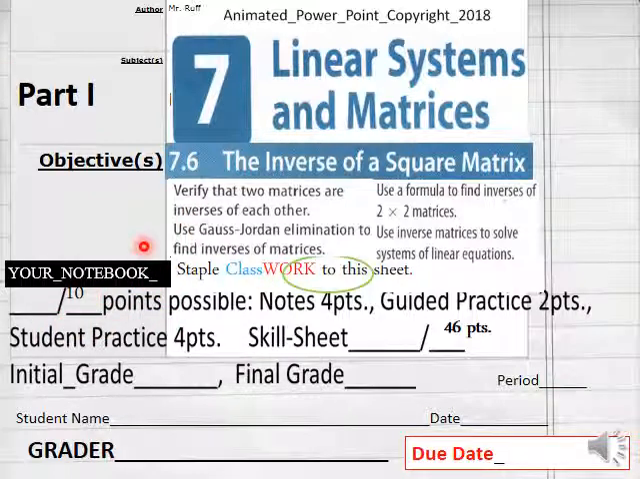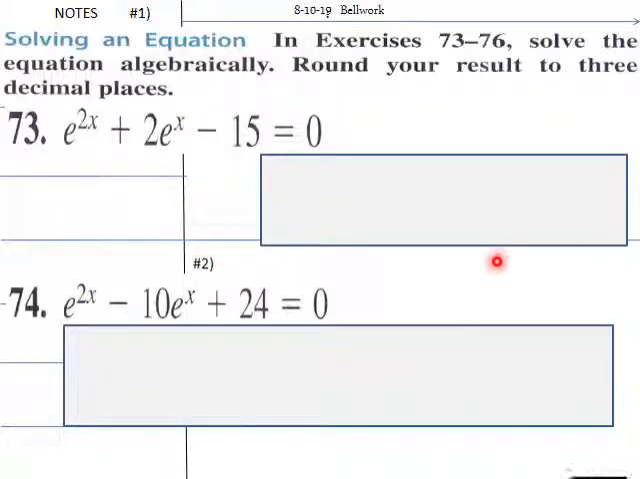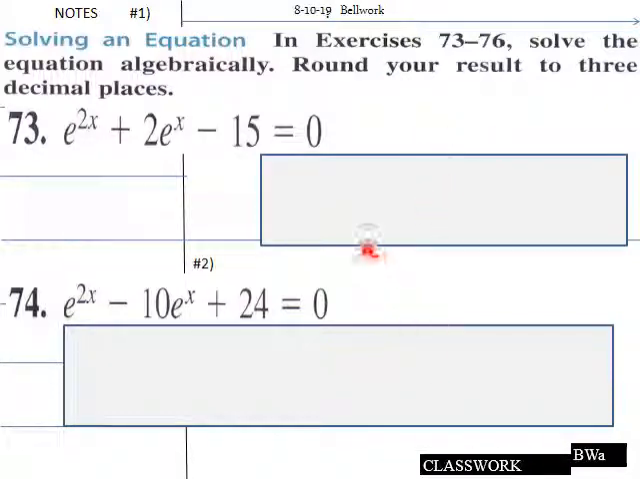You have 10 points here for your notebook, and you have 46 points here that will go on your classwork sheet. And for today's lesson, students and teachers, we start out with a bell work. Solve the equation algebraically. Round your result to 3 decimal places.